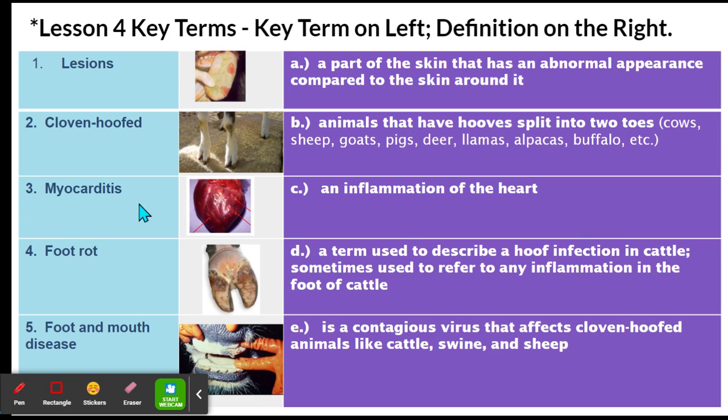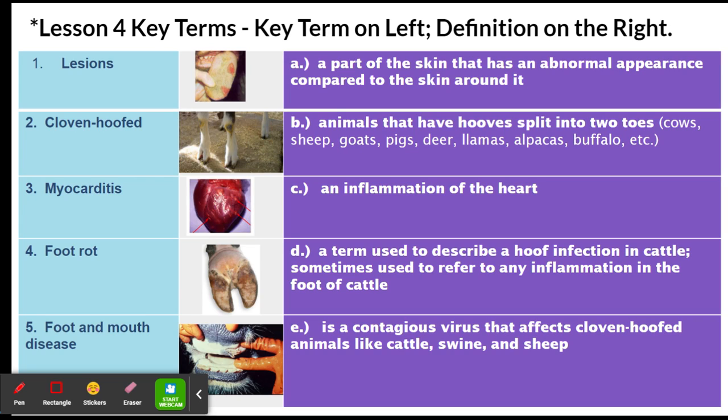3, myocarditis. Our definition is an inflammation of the heart. 4, foot rot. There's a picture there that also shows nicely the 2 toes of a cloven-hoofed animal. A term used to describe a hoof infection in cattle, sometimes used to refer to any inflammation in the foot of a cattle.